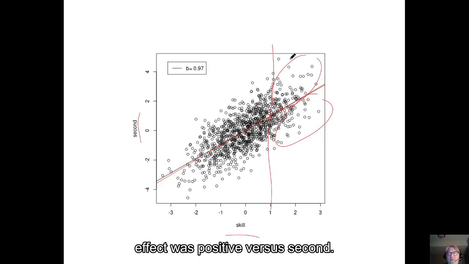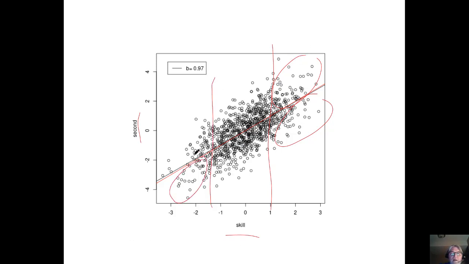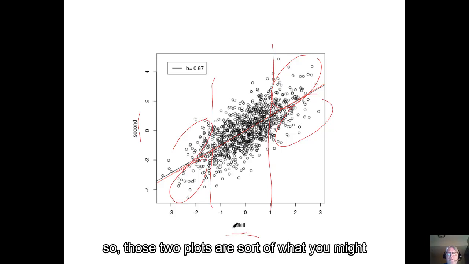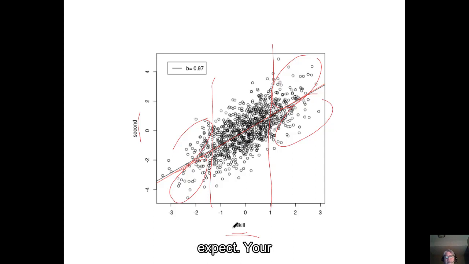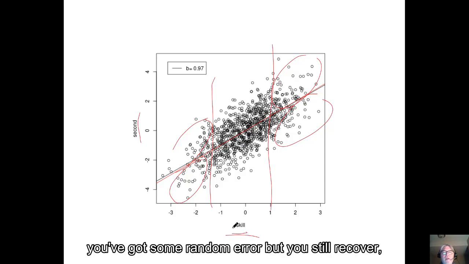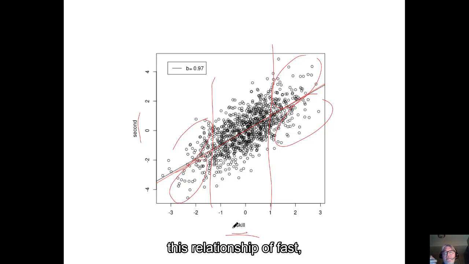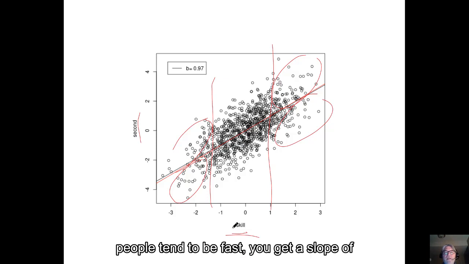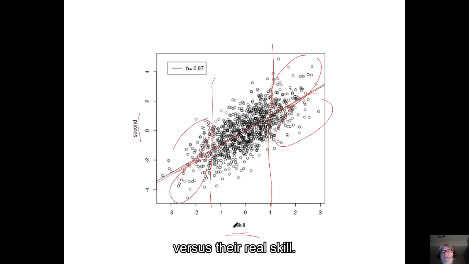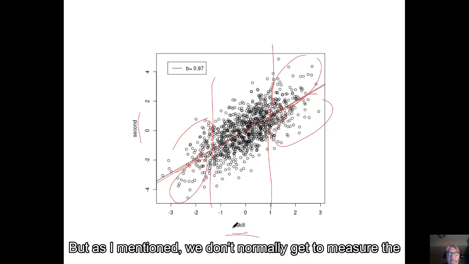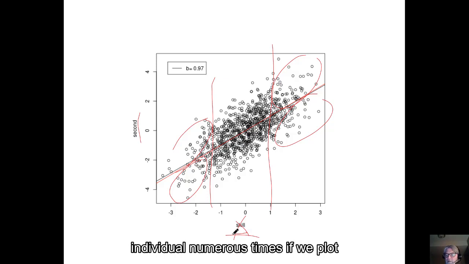So the second random effect was positive versus the second random effect was negative, and down here, similar thing, right? But those two plots are sort of what you might expect. You've got some random error, but you still recover this relationship of fast people tend to be fast, and you get a slope of 1 if you regress the measurements versus their real skill. But as I mentioned, we don't normally get to measure the real skill. We'd have to measure each individual numerous times.